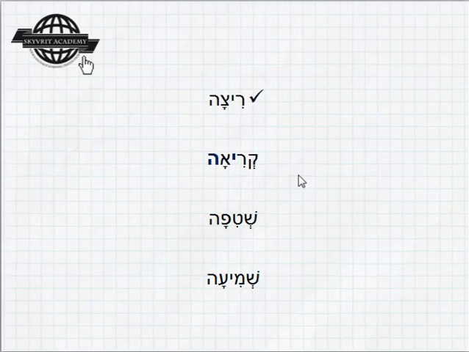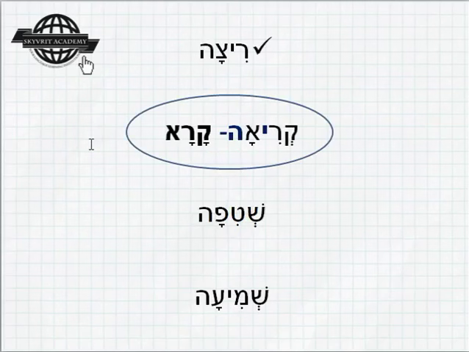Okay, I hope I'm not complicating this too much, guys. So, kri'a, we need to get rid of these two, Yud and Hey, and we get left with what? What do you think? Well done. Kara. Okay? Kara. He read. Okay? This is third person past tense. הוא קרא. אתמול הוא קרא.